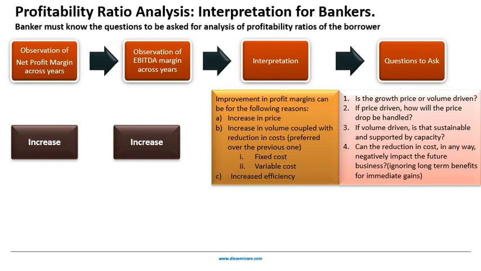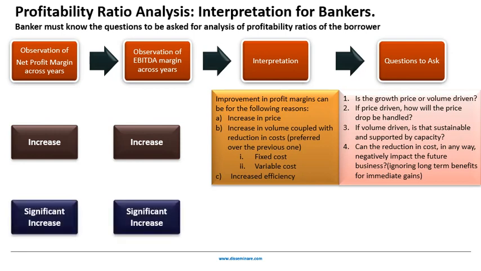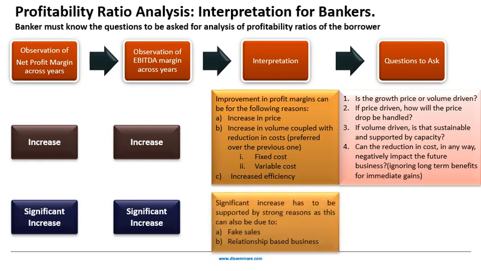Click Next to continue. In case 2, both net profit margin and EBITDA margin has shown a significant increase, which means it is much above industry peers and the other companies. The interpretation of this for the banker is that the significant increase has to be supported by strong reasons, as this can also be due to 1. Fake sales reporting. 2. Relationship-based business, where a sudden spurt in projects from existing customer can increase business volumes significantly.